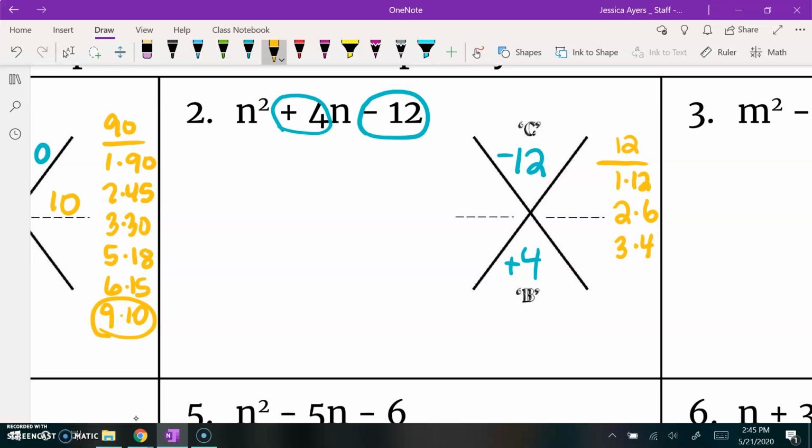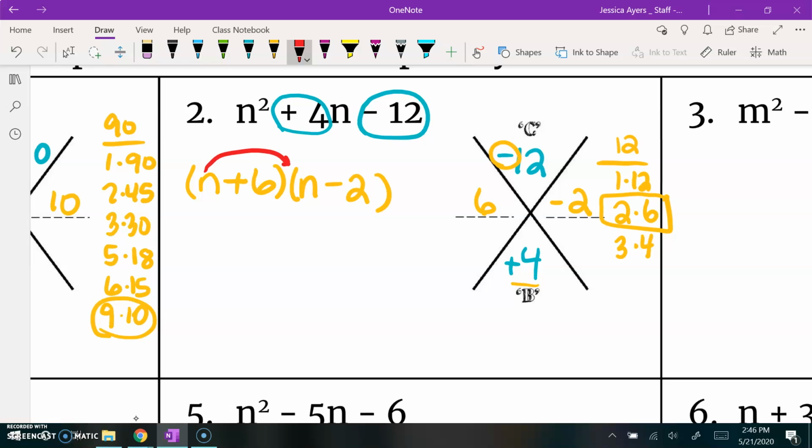So we have 1 times 12, 2 times 6, and 3 times 4. Now when we look at our list, we know that we want to subtract to be 4. And when we look through our list, we see that 2 and 6 will subtract to be 4. So we'll put 6 and we'll put 2. If I have negative 6, then that's negative 6 plus 2, which would give me negative 4. So I know that can't be right. So I'm just going to move my negative over to the 2. 6 plus negative 2 gives me positive 4.